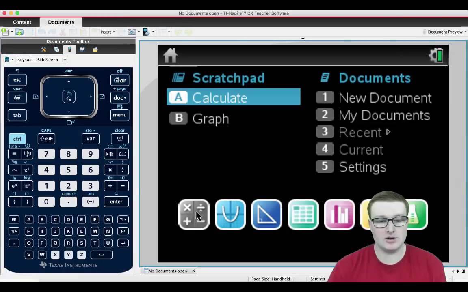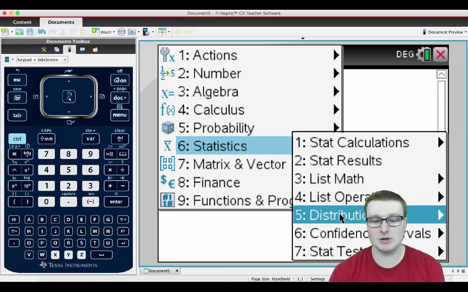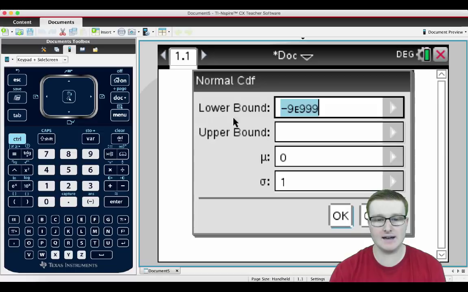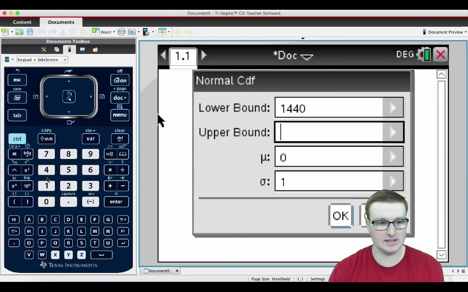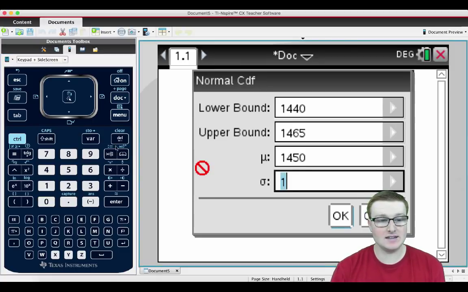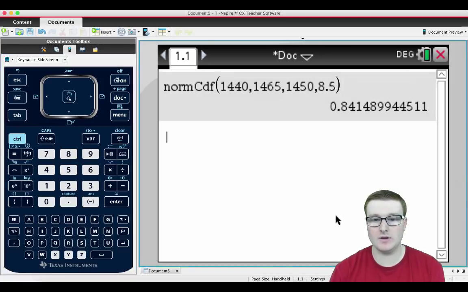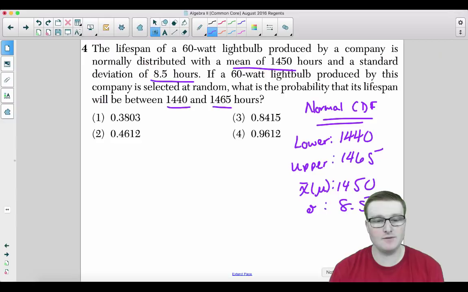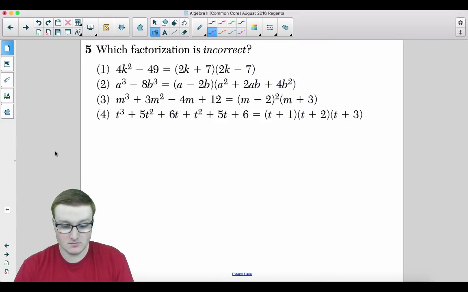All right, here we go. Go to your calculator page, go to menu, go down to statistics, go to distributions, and go to normal CDF. The lower bound is 1440. Upper bound is 1465. The average, or the mean in this case, is 1450, and the standard deviation is 8.5. Click OK. We get 0.84, 84%, which is choice 3. Done. Moving on to number 5.